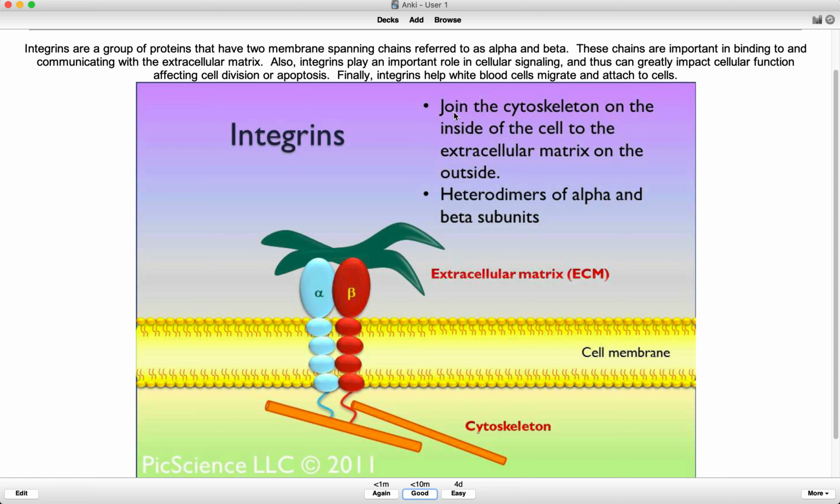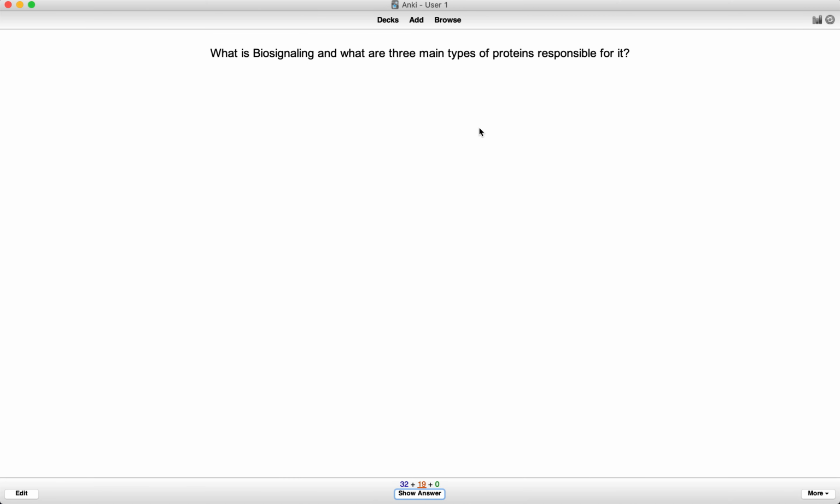Okay, I think the important part is highlighted here. Integrin joins the cytoskeleton of the inside of the cell to the extracellular matrix on the outside, and it contains alpha and beta chains. Okay. What is biosignaling? How cells send and receive info.